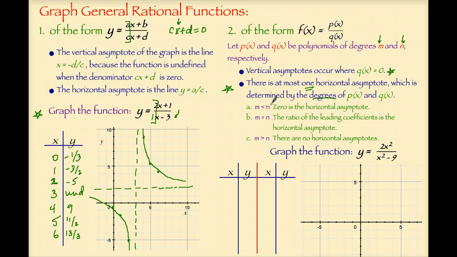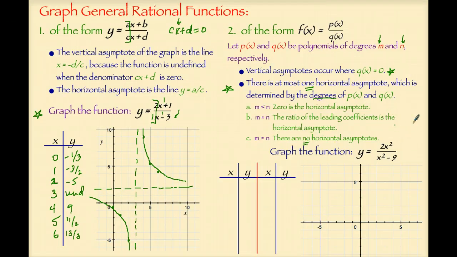When m is less than n, that means the degree of p of x is less than the degree of q of x. 0 is the horizontal asymptote. When m equals n, that means the degree of p of x is the same as the degree of q of x. The ratio of the leading coefficients is the horizontal asymptote. That's the situation we had here. This is degree 1 and this is degree 1. When it's the same, you take the ratio of the leading coefficients. And our last case will be when m is greater than n, that is the degree of p of x is greater than the degree of q of x, there are no horizontal asymptotes.